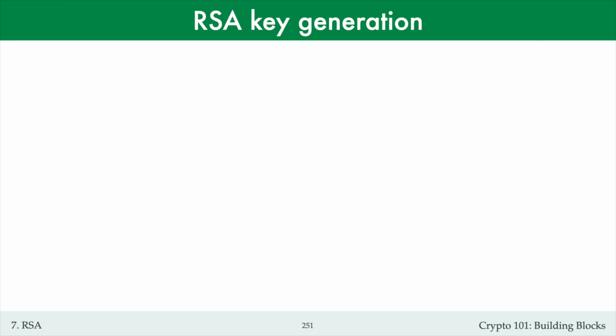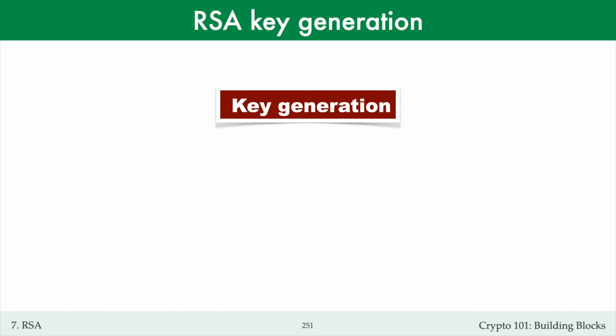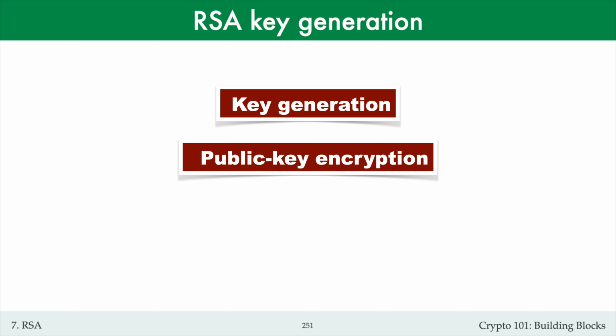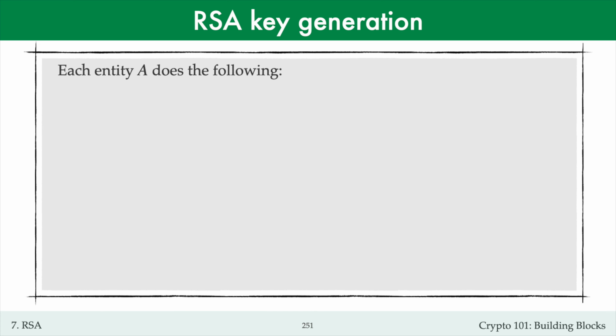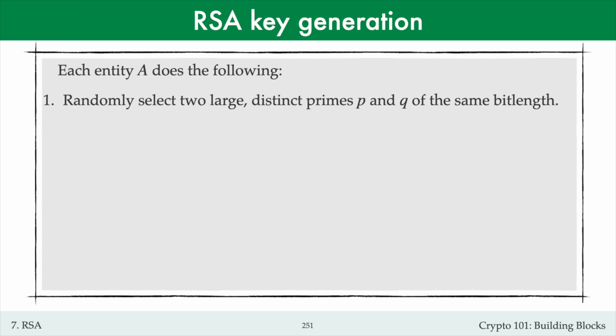Public key encryption schemes, such as RSA, have 3 stages: key generation, public key encryption, and decryption. Here is RSA key generation. Each entity Alice does the following. Alice randomly selects 2 large, distinct primes, p and q, of the same bit length. I'll note that this can be done efficiently, but I won't cover prime generation in this course.